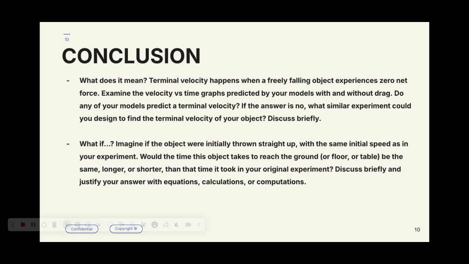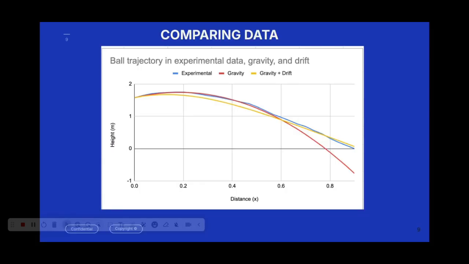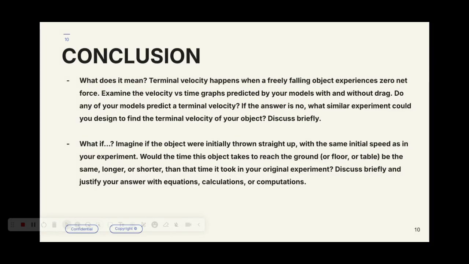So another idea is, what if the object were thrown straight up with the same speed? The time to reach the ground would be shorter, because we're not going across this x distance, we're just going up and down. You have that force of gravity, which is the only force that's just bringing you straight down.